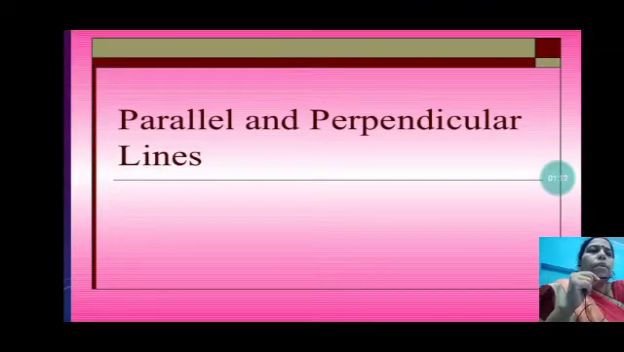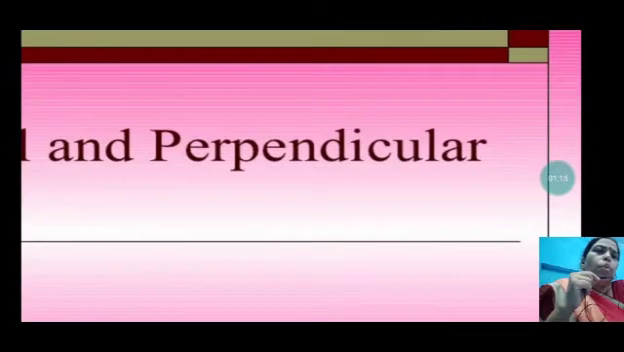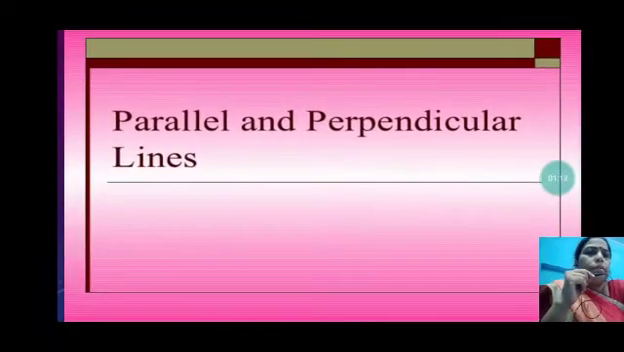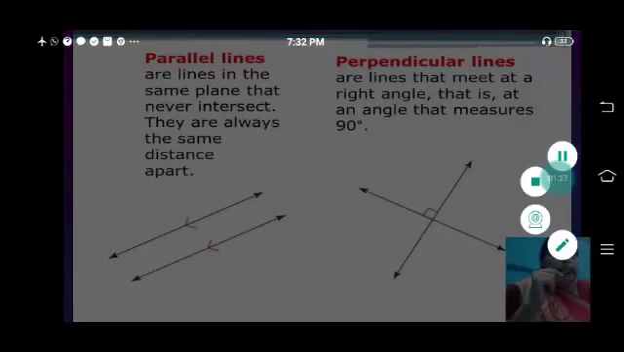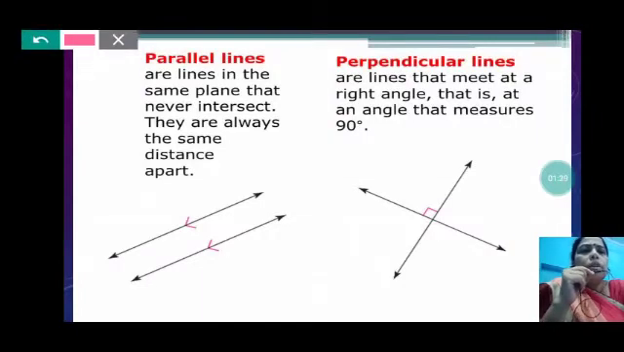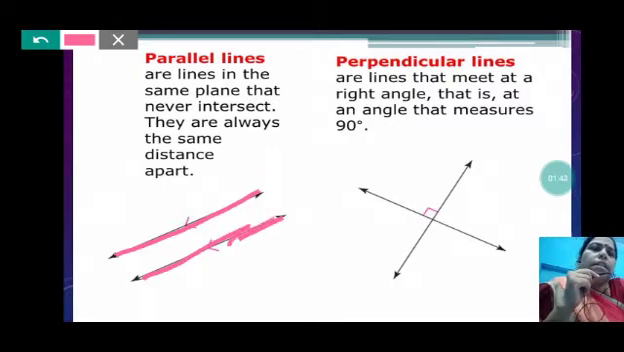Now, first of all, we should know what parallel and perpendicular lines are. Parallel lines are two lines in the same plane that never intersect. You can see here two lines, one line here and the other line here. They never intersect, which means they do not cut each other.